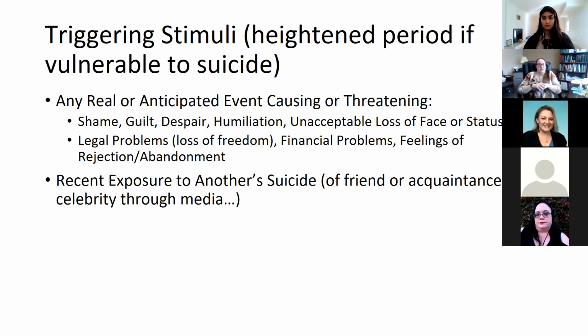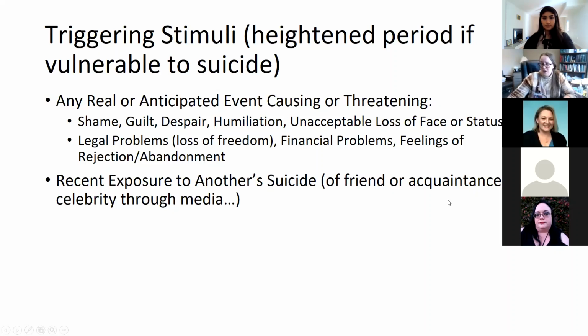And so these are triggering stimuli. These are things to think about if your patient has one of these types of events happening, that it may make them more vulnerable to suicide. So we talked about that contagion, which is the second point here. But the other is a real or anticipated event that would cause them to feel shame, guilt, despair, to be humiliated. Maybe it's an unacceptable loss of face or status. Legal problems, losing freedom, that speaks to that jail. Financial problems, feelings of rejection or abandonment.